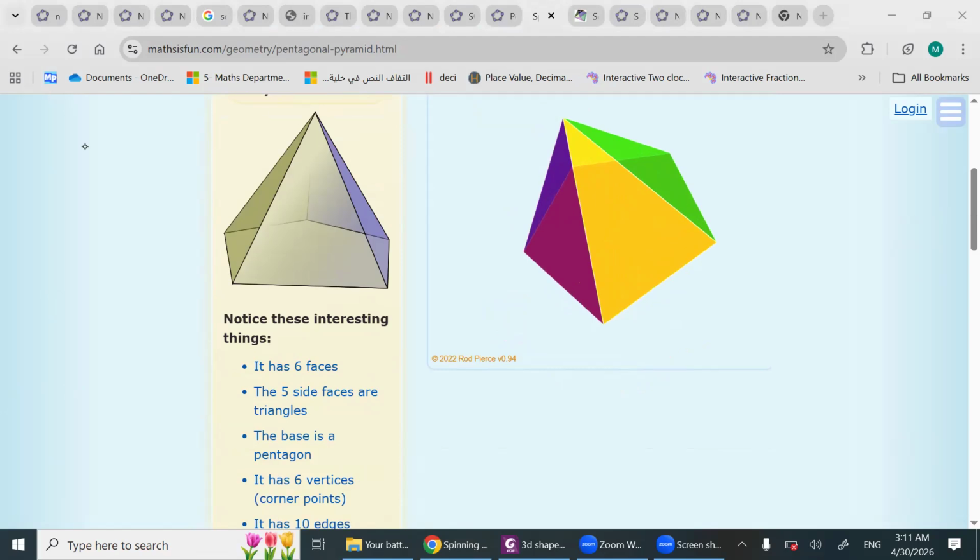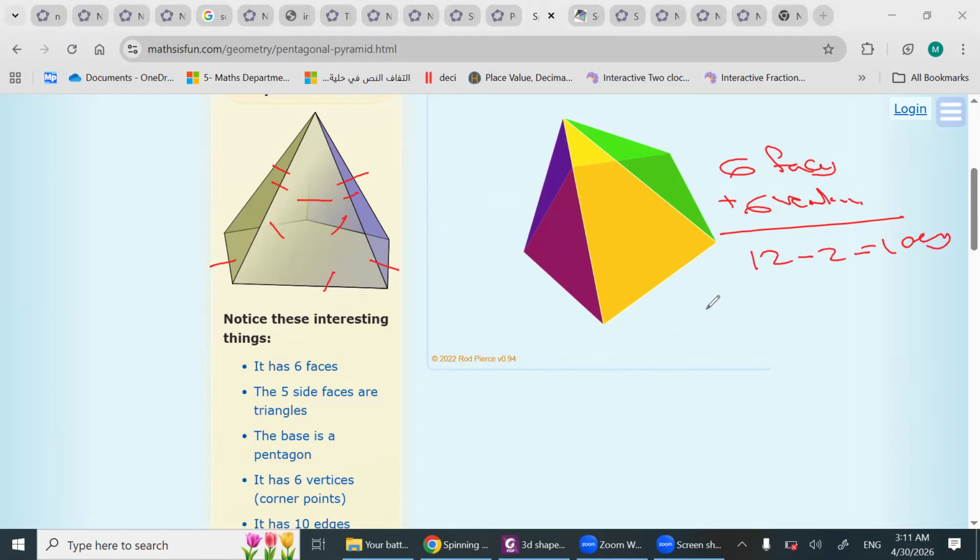How many edges do we have here? Count with me: 1, 2, 3, 4, 5, 6, 7, 8, 9, 10. So we have here 6 faces, 6 vertices. You can get the number of edges using the rule: 6 plus 6 equals 12. 12 minus 2 equals 10 edges. And this shape is called a pentagonal pyramid.